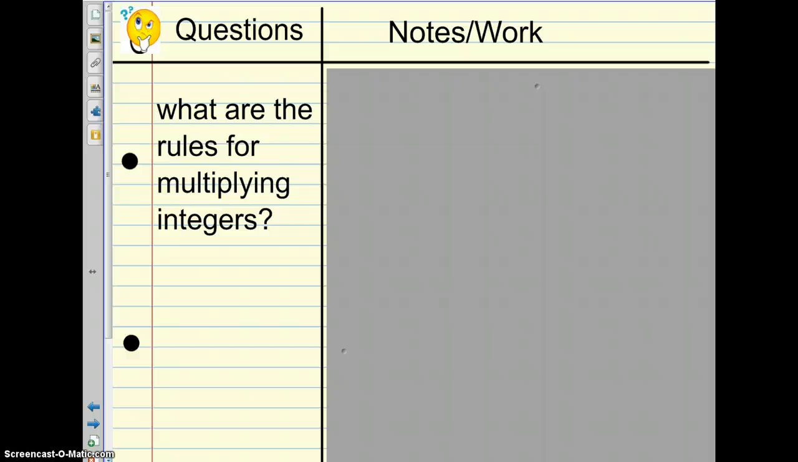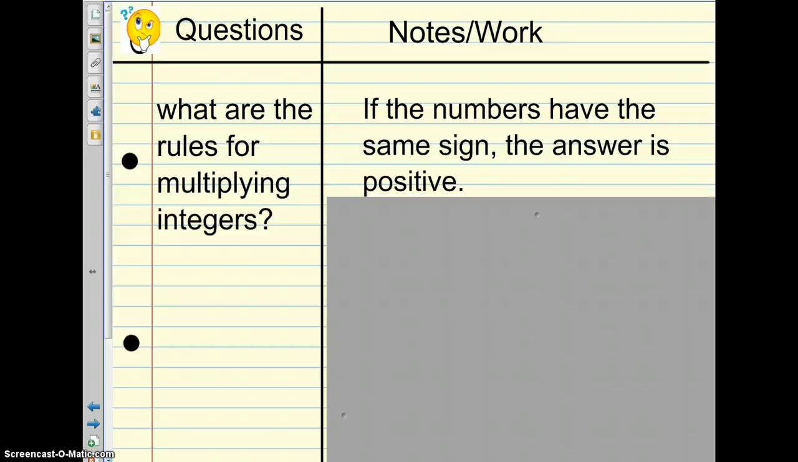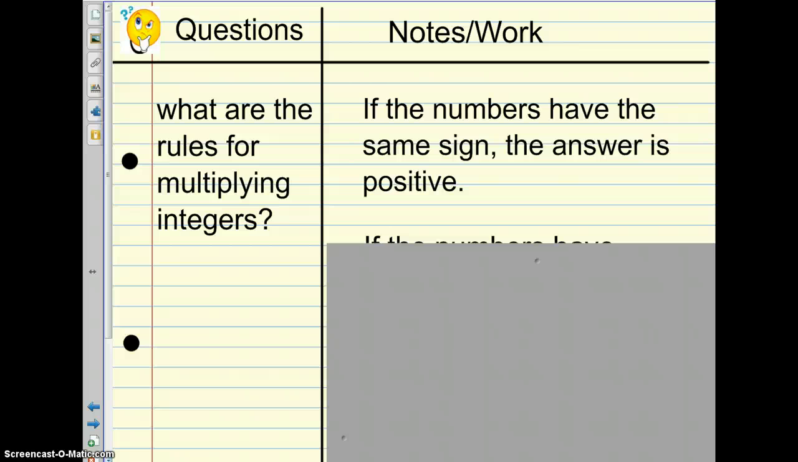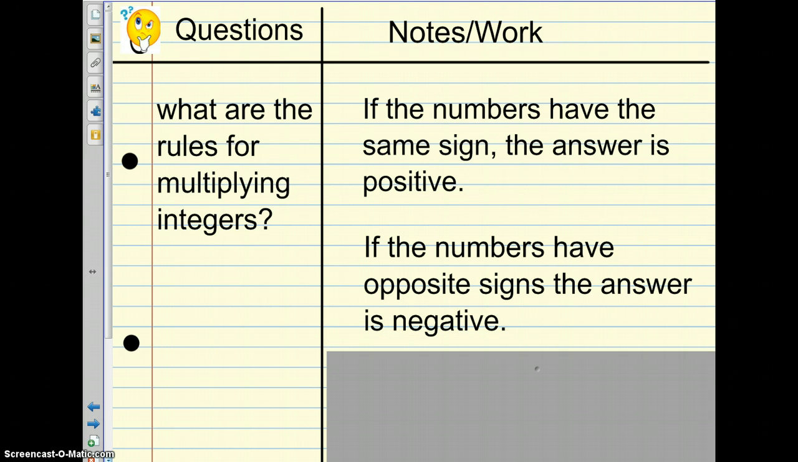So our next step is to figure out what are the rules for multiplying integers. Well, there's just 2 simple rules. The first is, if the numbers have the same sign, the answer will be positive. If the numbers have opposite signs, one is positive and one is negative, the answer is negative. Pretty simple. Write these rules down.